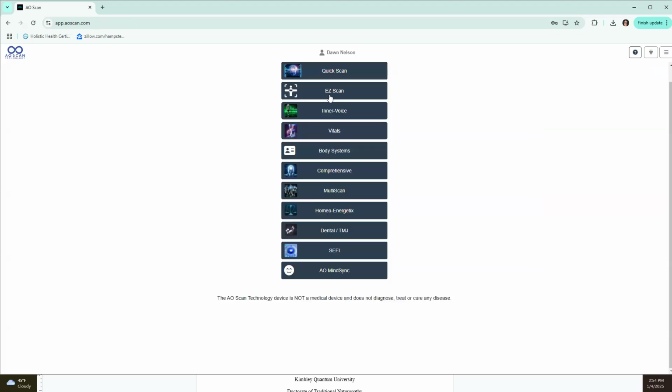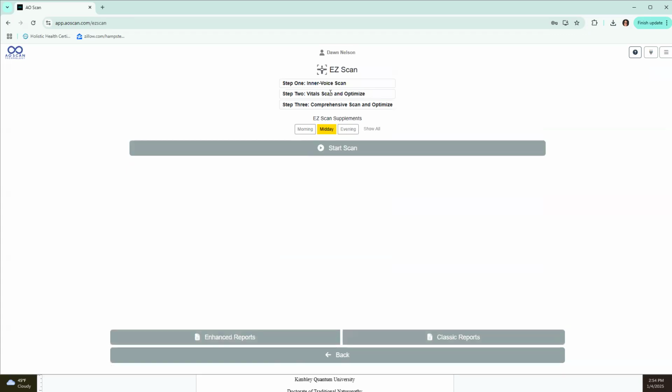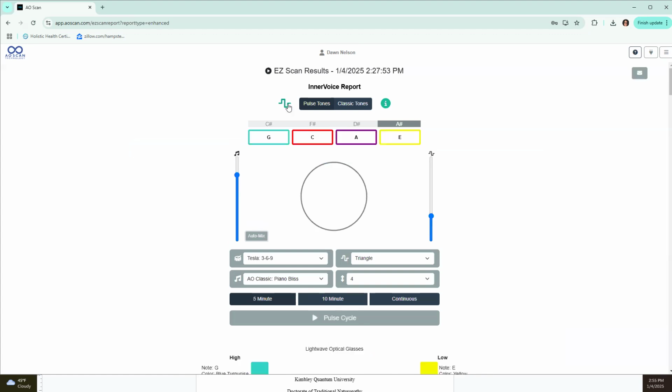But what we didn't talk about earlier was Easy Scan. And what Easy Scan is cool for is, this is what I run in the morning and at night. We're not going to do it now, it'll take too long. We're going to look at my report from this morning though, but it gives you an inner voice. It gives you your vitals and optimizes, and then it does comprehensive and optimizes. So let's look at this morning, which is good because then you can kind of see where it was this morning versus this afternoon. This is saying, okay.